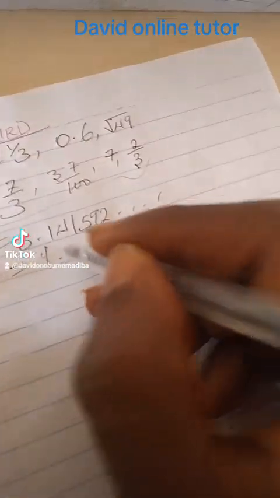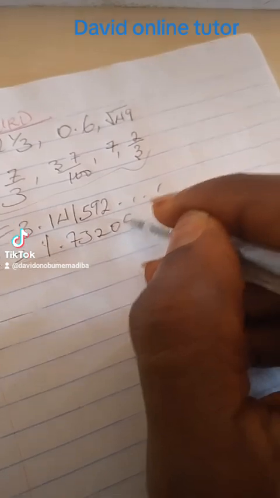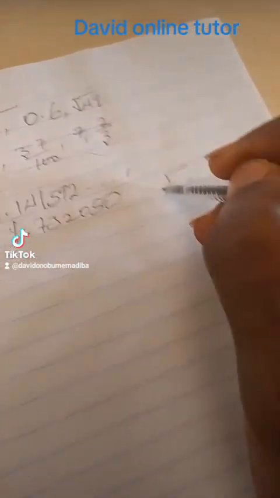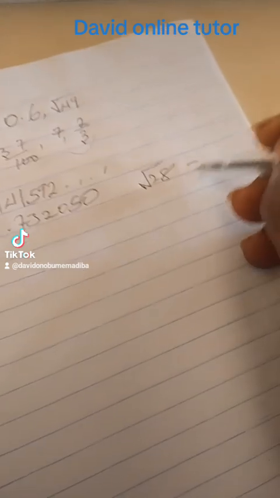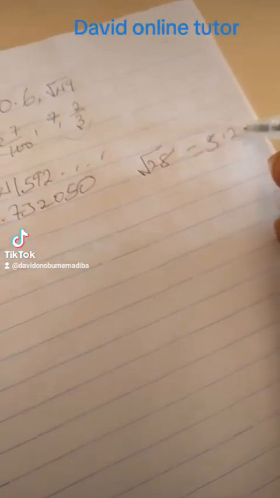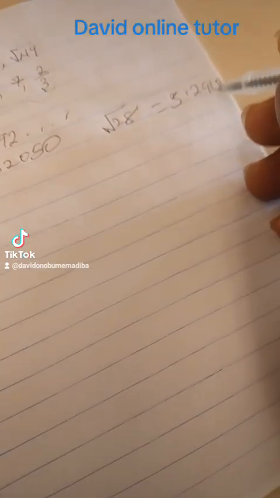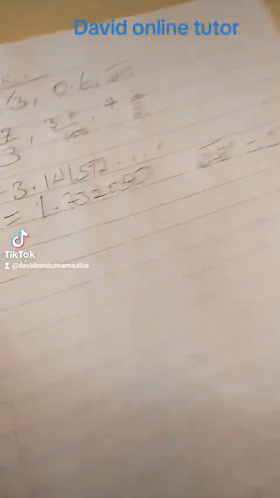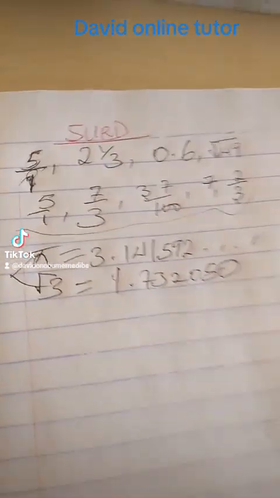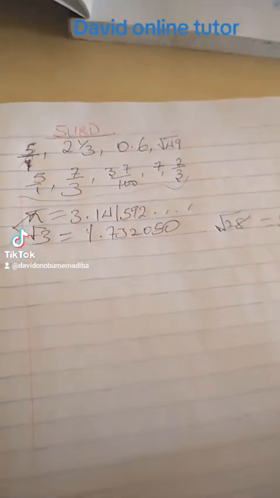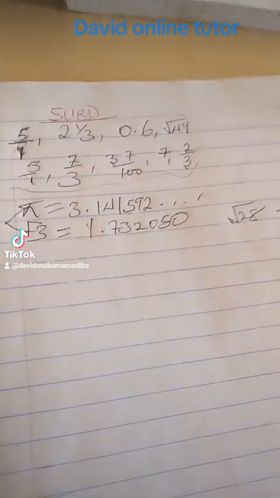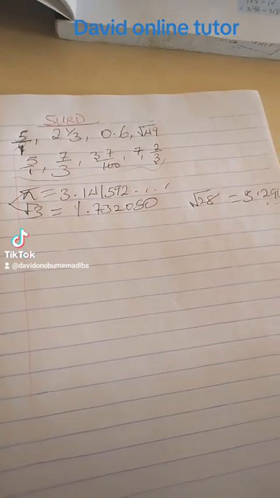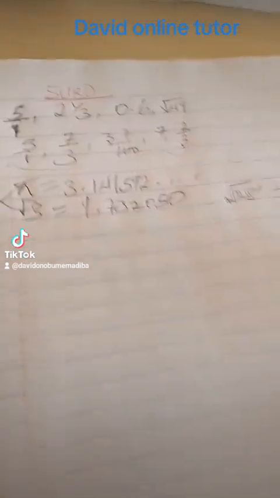Like this will give you 1.732050 and so on. We also have root 28, which will give you 5.291502 and so on. So all these are non-rational numbers or irrational numbers. In essence, we can say rational numbers are numbers that can be expressed as a perfect fraction, and it has a perfect whole number, while non-rational numbers cannot be expressed as a perfect fraction.